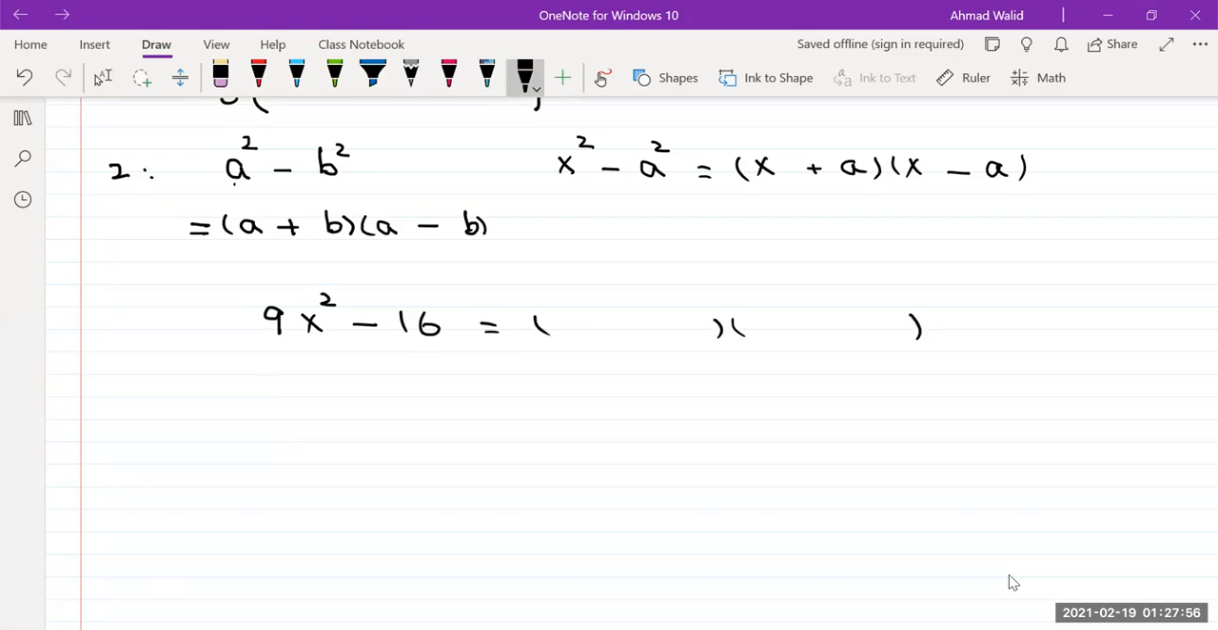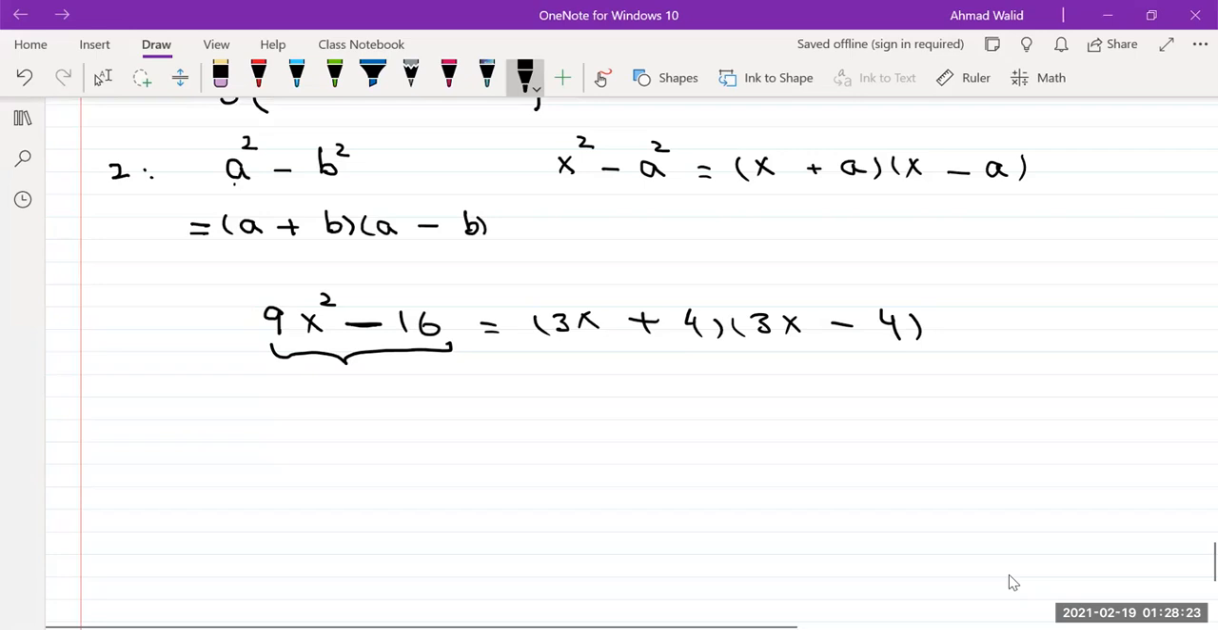Open two parentheses. The square root of 9 is 3. The square root of x squared is x. 3x and 3x. The square root of 16 is 4 and 4. One of them positive, one of them negative, you are done. This is the easiest factoring, which we call the difference of the squares. Remember, difference of the squares. If this sign was positive, I could not factor. It should be a difference, correct? If it's positive, you cannot factor.